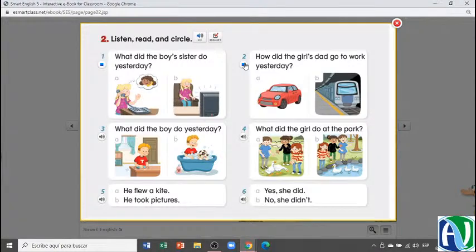Okay, it says, how does your dad go to work? ¿Cómo va tu papá al trabajo? He usually drive to work, but yesterday he take the train.